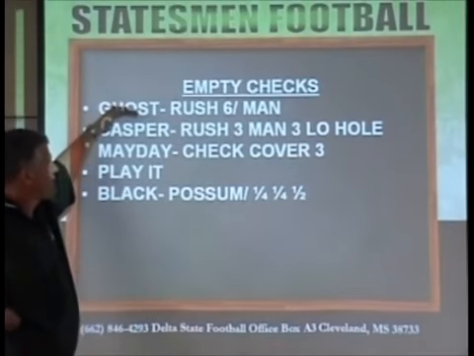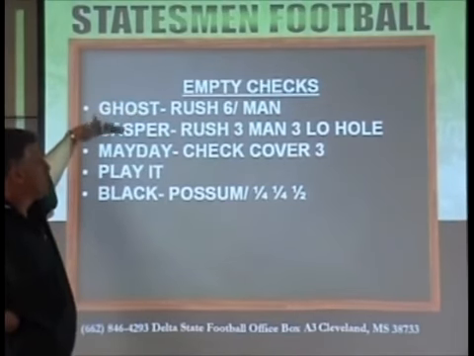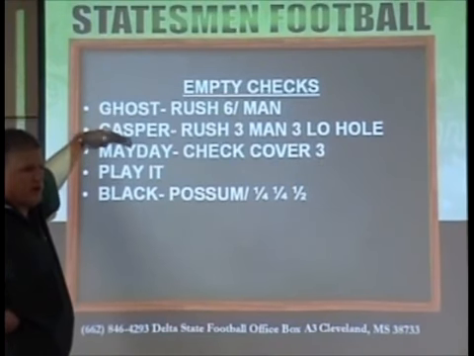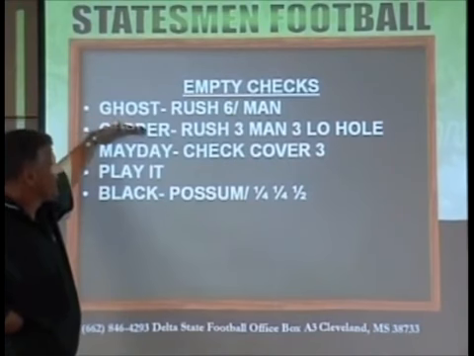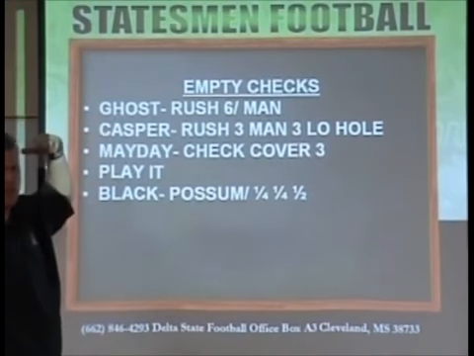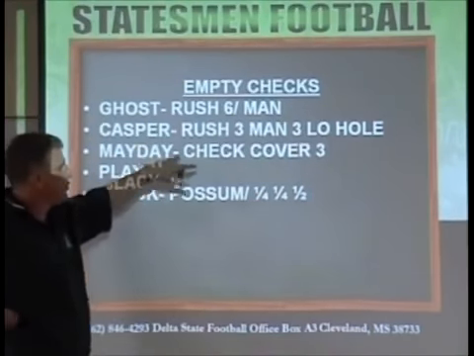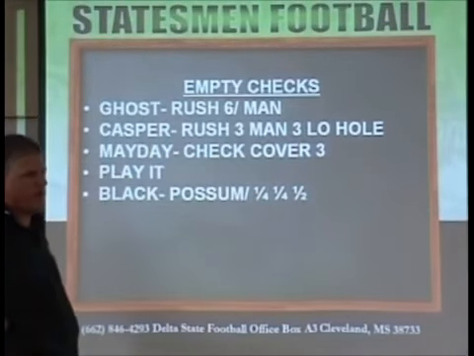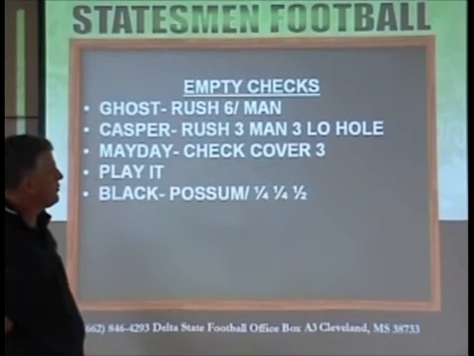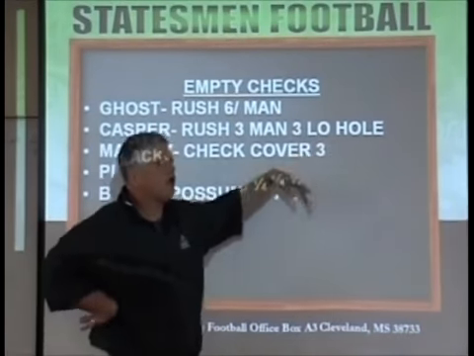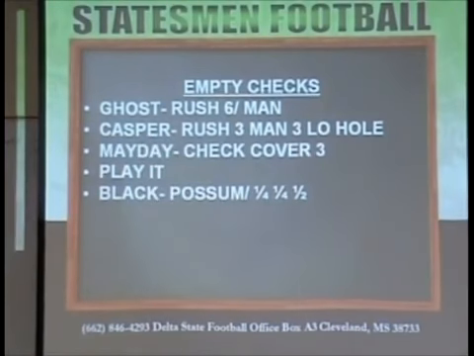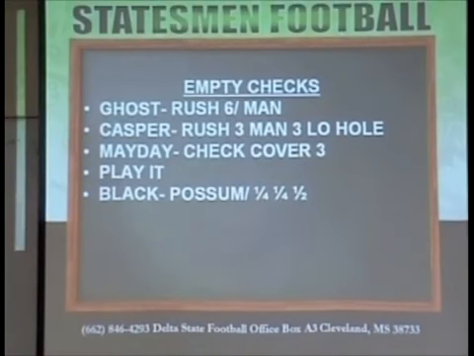We can call a Casper call, which is basically a friendly ghost. So we're going to drop off. The back end's playing the same thing. They're playing ghost. The only thing we're going to do here is drop our three defensive linemen out, because we've got a 3-man low hole. We're playing man underneath. So if I'm in Casper, I can play outside leverage man, knowing that if he runs a slant, he should run into a defensive lineman.